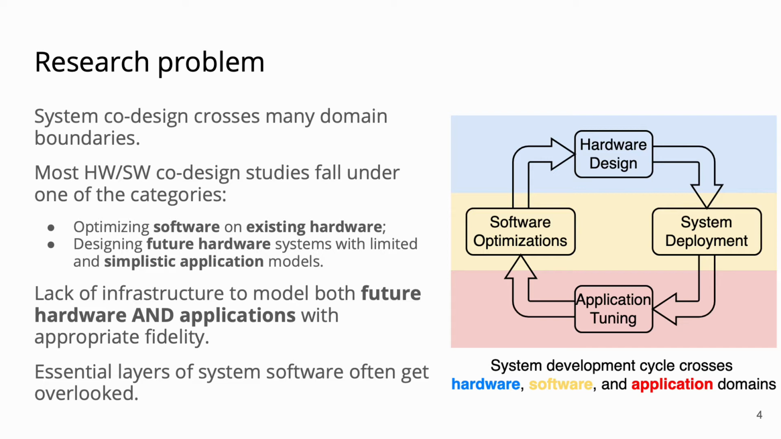At this point, we usually know current hardware limitations and go back to the whiteboard to design next-generation hardware. However, co-design studies often don't cross all the boundaries. They usually optimize software for existing hardware or design new hardware using simplistic application models. And searching for possible reasons, we argue that what's at fault is the lack of the infrastructure representing an application, future hardware, and necessary levels of system software tailored specifically for the design system.